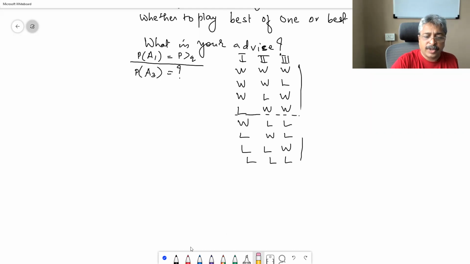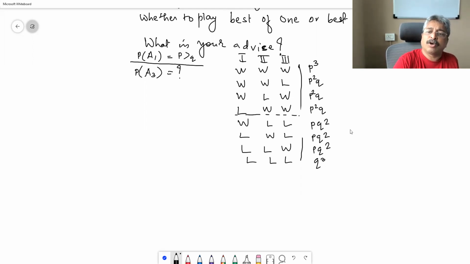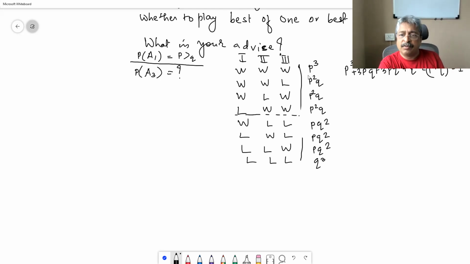Then we will see which ones to add. First one probability is p cube, second is p square q, third is p square q, fourth is p square q, fifth is p q square, p q square, p q square, q cube. If you add all of them, we will get p cube plus 3p square q plus 3p q square plus q cube, which is equal to (p plus q) whole cube, equal to 1. So it is correct. All the probabilities should add up to 1, which is happening.